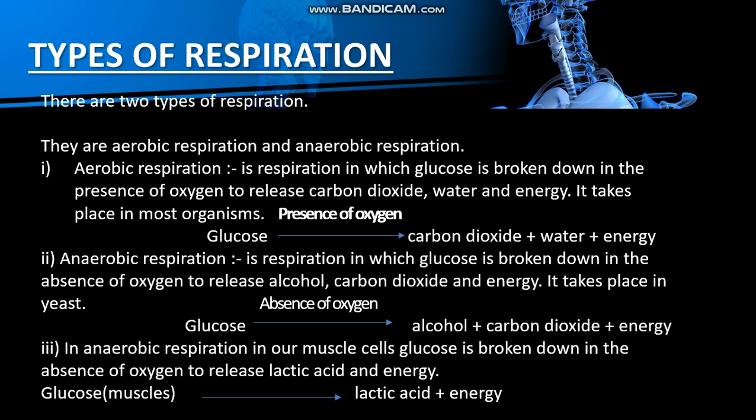And next is anaerobic respiration. It is a type of respiration in which glucose is broken down in the absence of oxygen to release alcohol, carbon dioxide and energy. It takes place in yeast and several bacteria. So glucose in the absence of oxygen gives alcohol plus carbon dioxide plus energy. In anaerobic respiration in our muscle cells, glucose is broken down in the absence of oxygen to release lactic acid and energy.